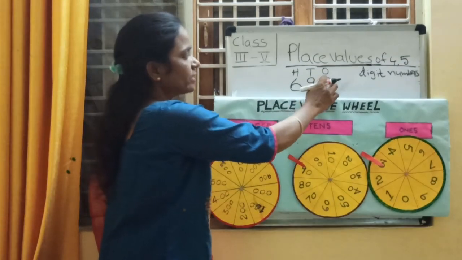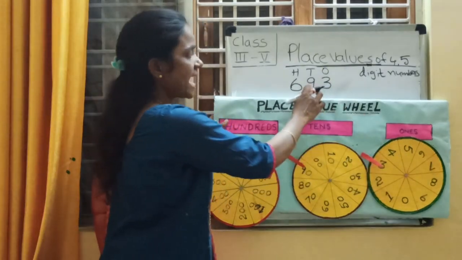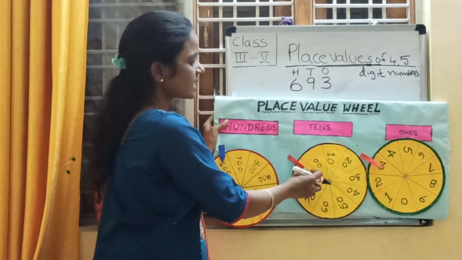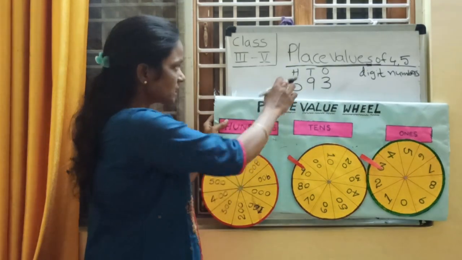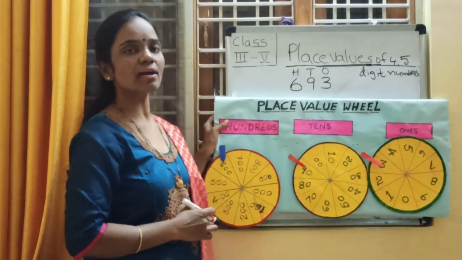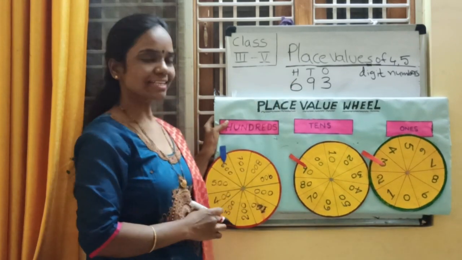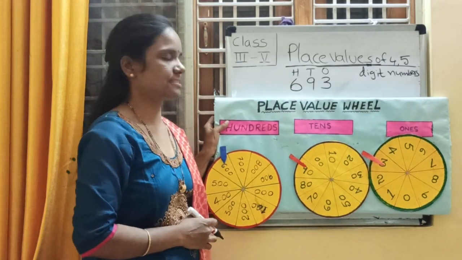3's place value is 3 ones are 3. 9's place value is 9 tens are 90. 6's place value is 600. 6 into 100, 600 is the place value of 6. Understood, children? Yes.